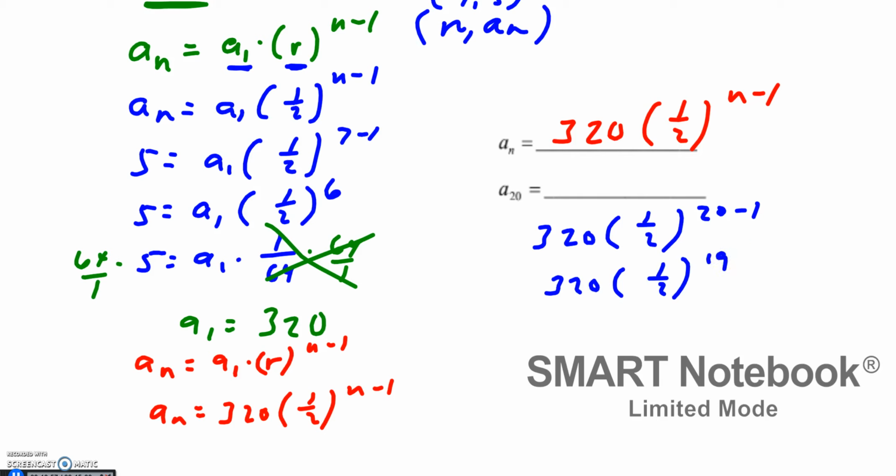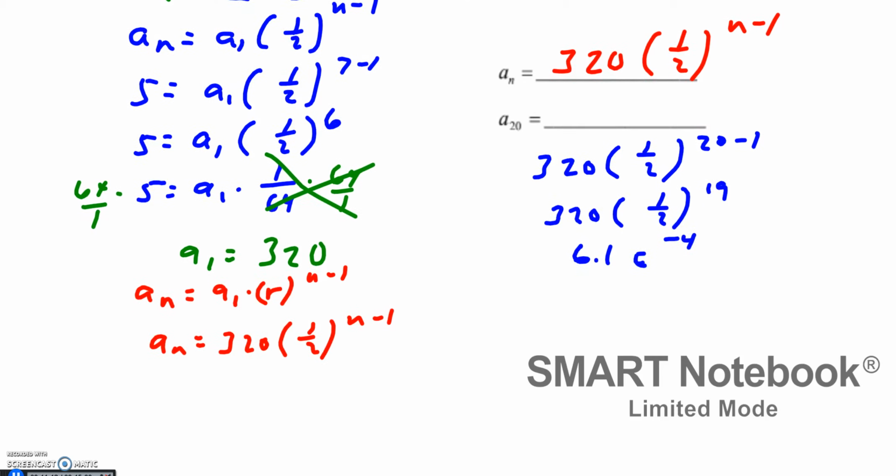This example over here I kept exact because it was not too bad, but this example I would suggest leaving as a decimal because when you plug this in the calculator and follow the order of operations and you do 1/2 to the 19th power first, then you multiply by 320, your calculator is going to spit something like this out, a 6.1 e to the negative 4, which is really scientific notation, 6.1 times 10 to the negative 4th power, which really means it's a really small number.